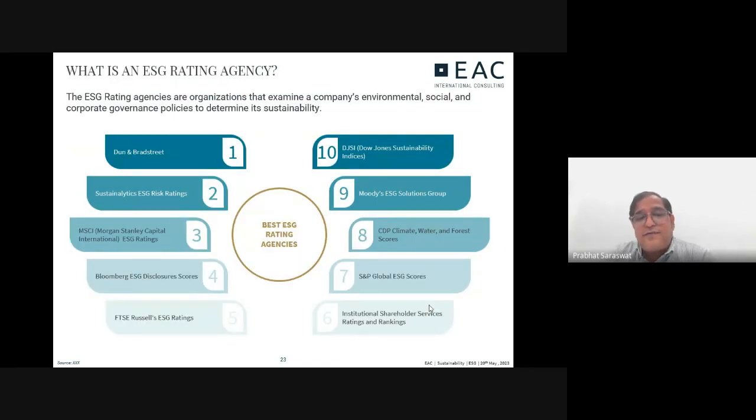So what is an ESG rating agency? There are, I think, more than 10, but I have collected information on about 10 ESG rating agencies. These are organizations that examine a company's environmental, social, and corporate governance policies to determine its sustainability. Basically, these are D&B, Sustainalytics ESG risk ratings, MSCI (Morgan Stanley Capital International) ESG rating system, Bloomberg, FTSE, DJSI, Moody's, CDP, S&P (Standard and Poor's) Global ESG scores, and the Institutional Shareholder Services rating and ranking systems. So these various rating agencies are engaged to give ratings to industry based on ESG performance.